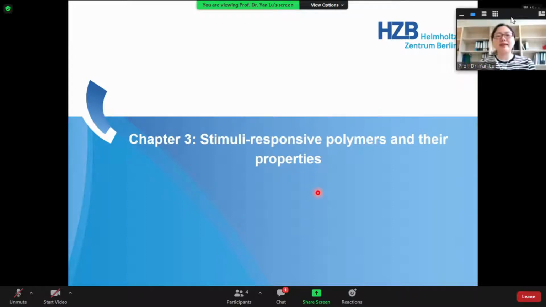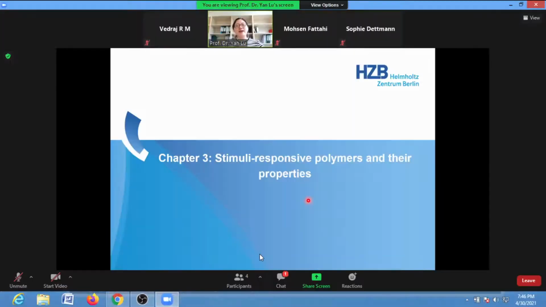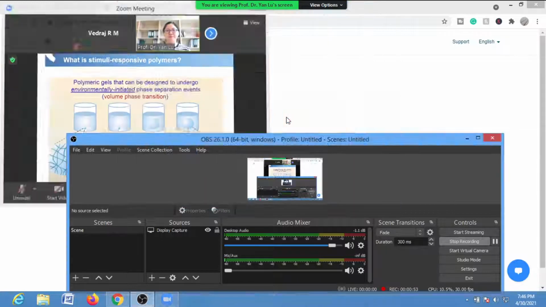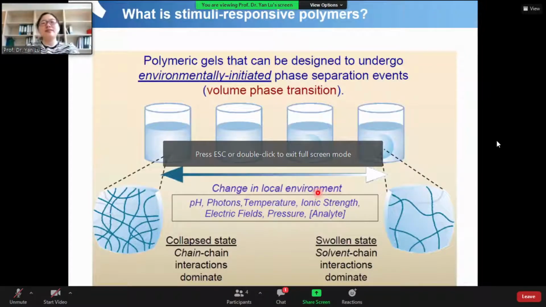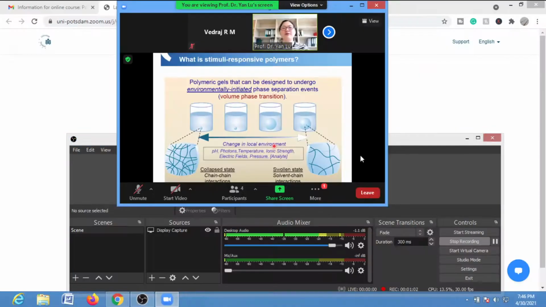And as I mentioned last time, today we will have an introduction of the stimuli-responsive polymers and their properties. So as a first point, of course, we should know what the stimuli-responsive polymers are.